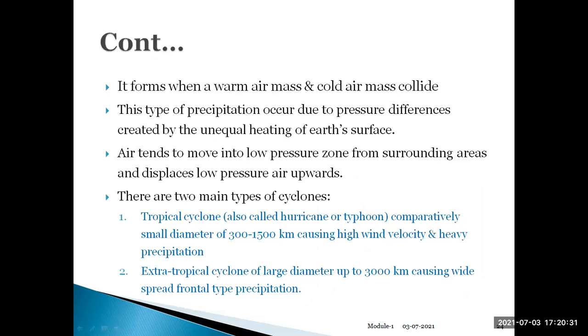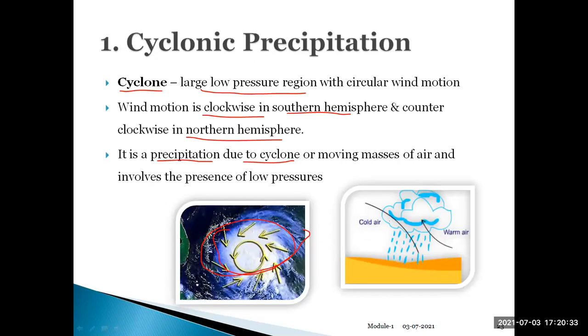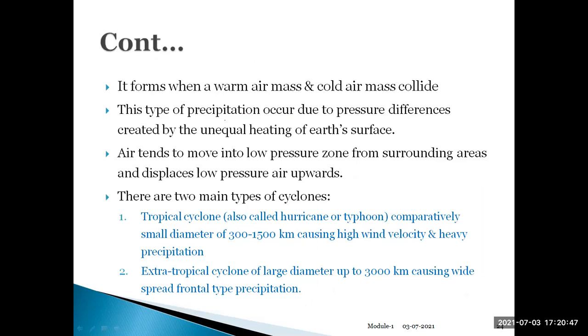And this precipitation occurs, as you see here in the figure, when cold air masses and warm air masses come in contact with each other, they collide and the precipitation occurs. That precipitation is called cyclonic precipitation. This precipitation occurs due to the unequal heating of the Earth's surface, which creates a difference in pressure. So due to that pressure difference created by the unequal heating, cyclonic precipitation will occur.